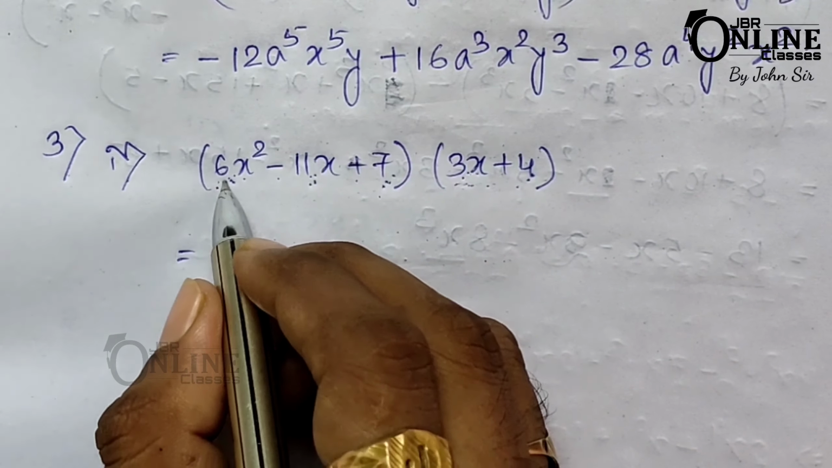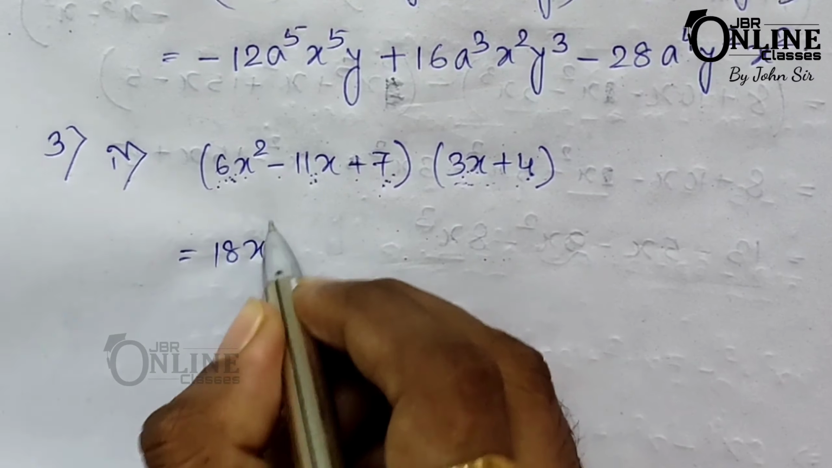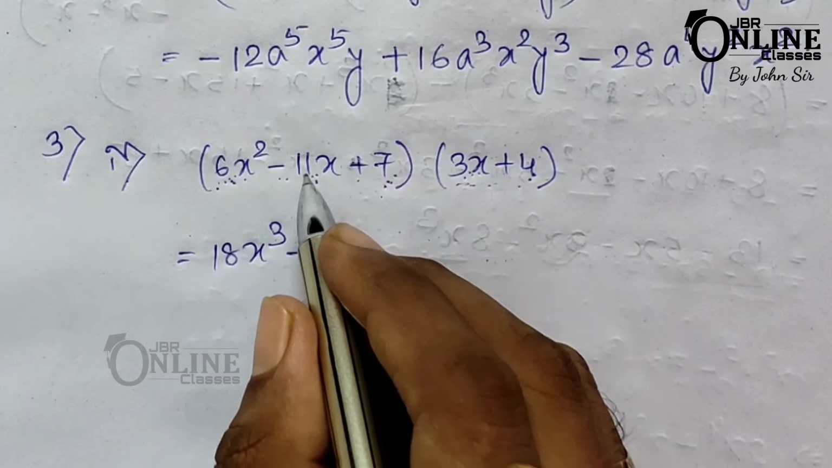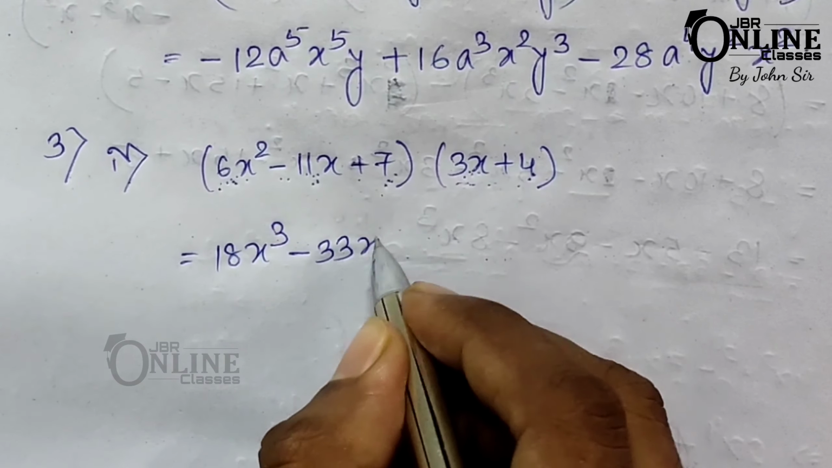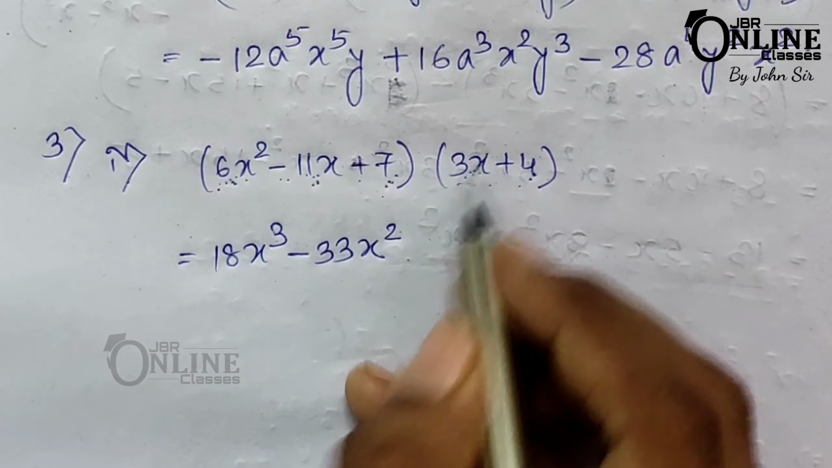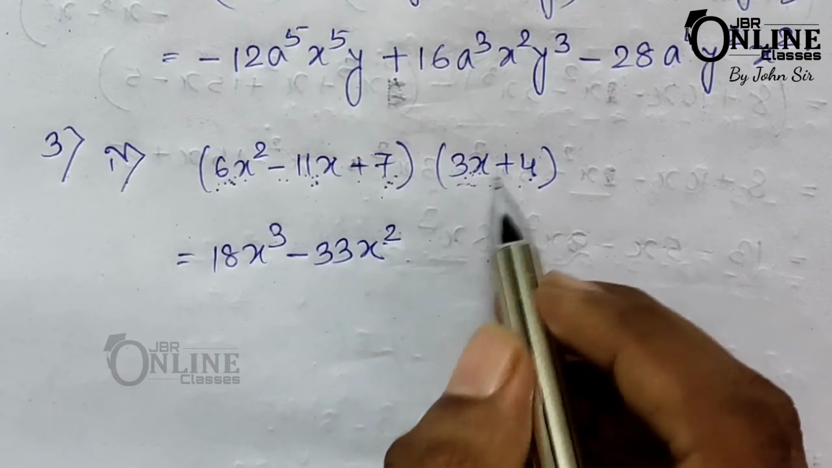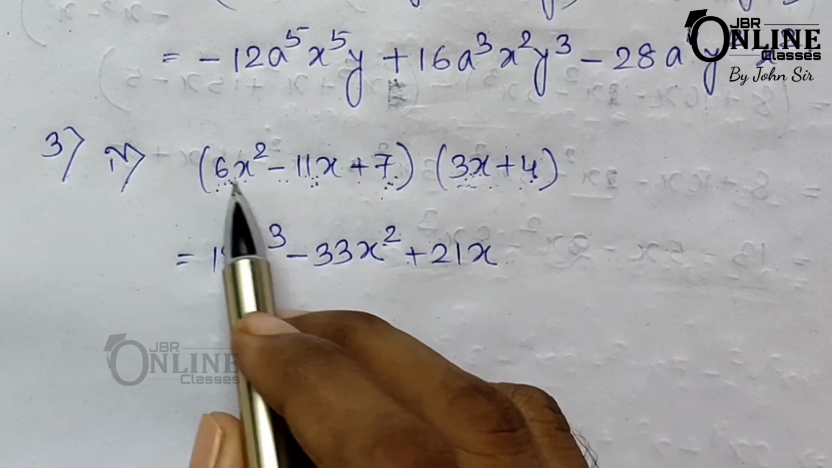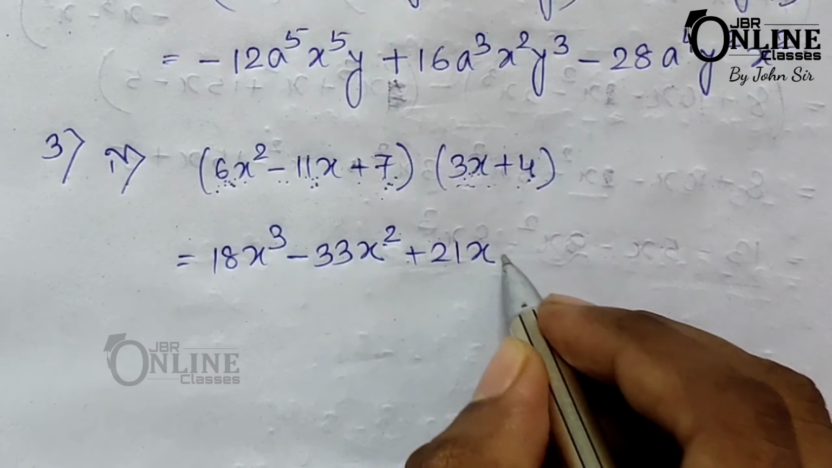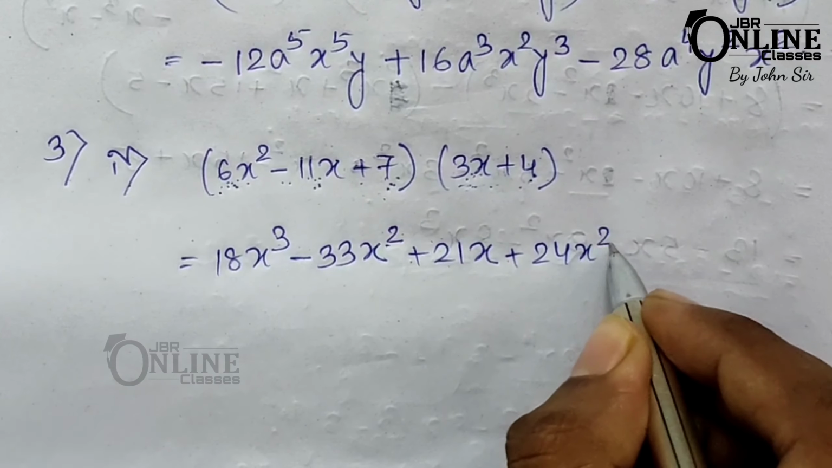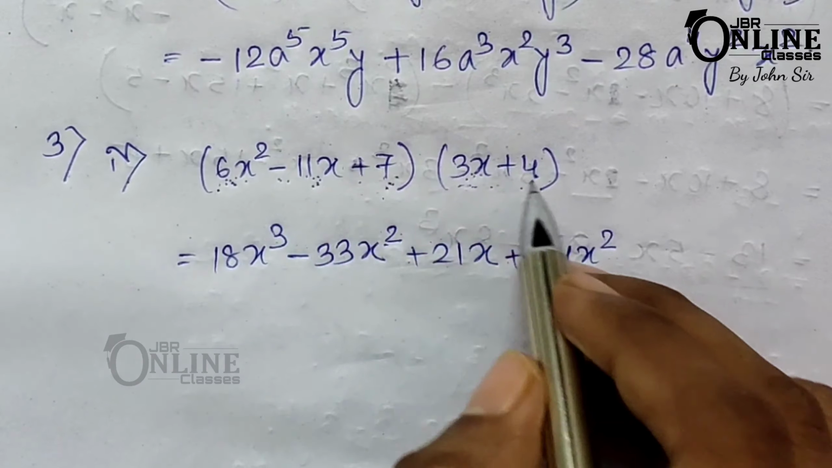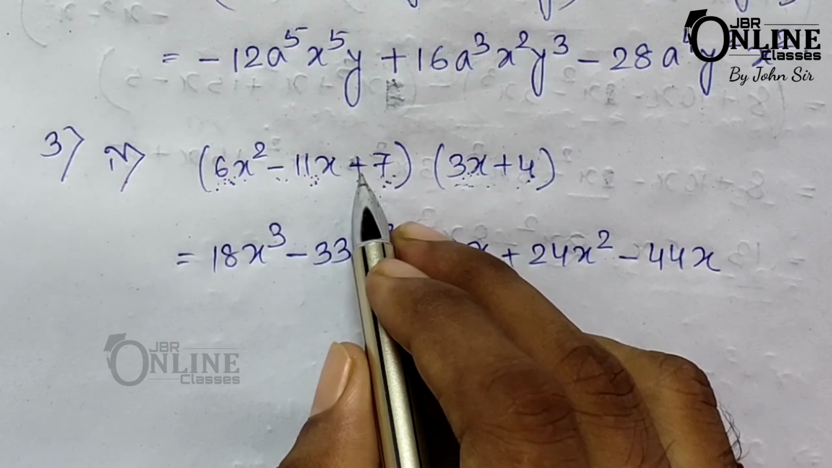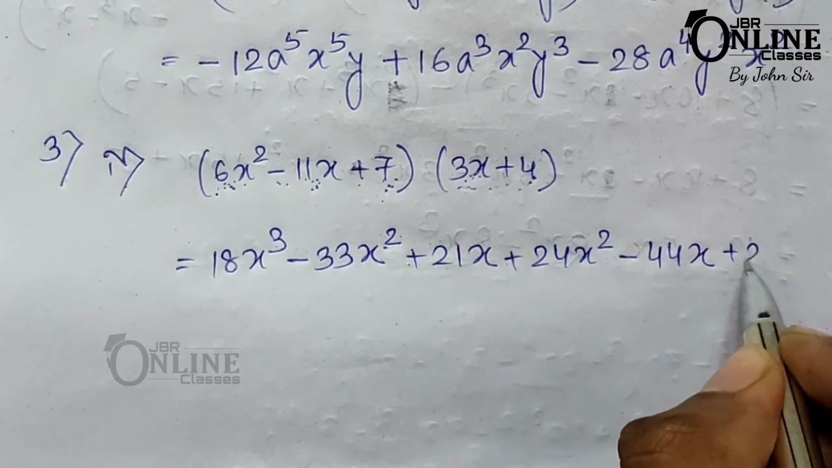So 3x into 6x square, 18x cube. Next 3x with minus 11x, so minus 11 3, 33x square, x1, so x square. Last one 7 into 3x, 21x. Now 4, 6x square with 4, that becomes 24x square, minus 11x plus 4, so it becomes minus 44x, plus 7 plus 4, it becomes 28.